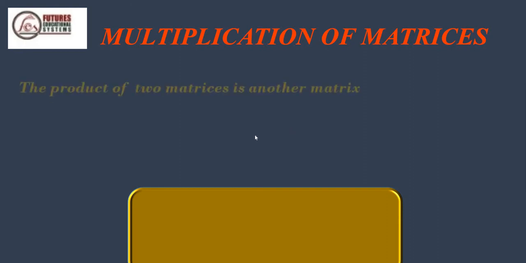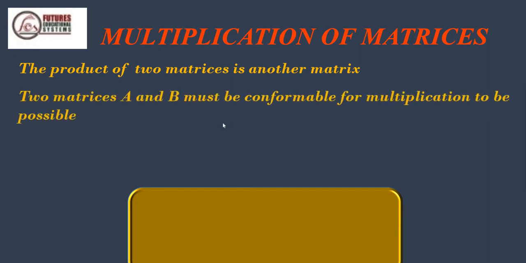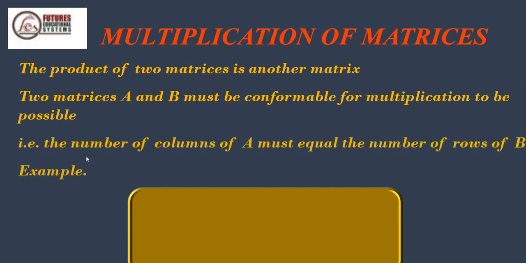Multiplication of matrices. The product of two matrices is another matrix. Two matrices A and B must be compatible for the multiplication to be possible. The number of columns of A must equal the number of rows of B.